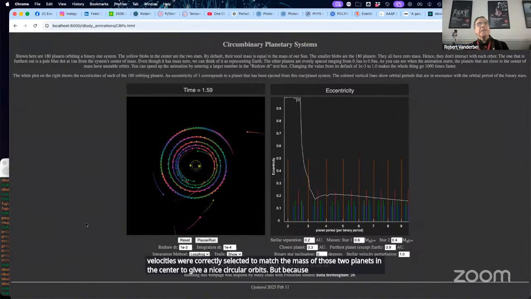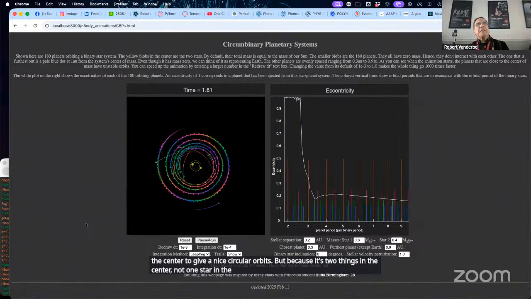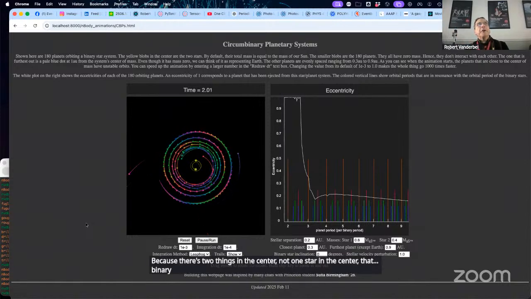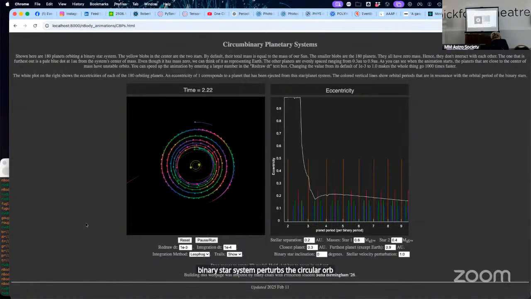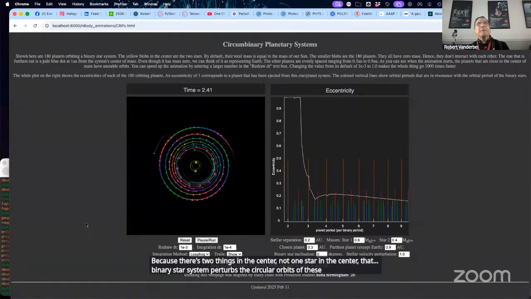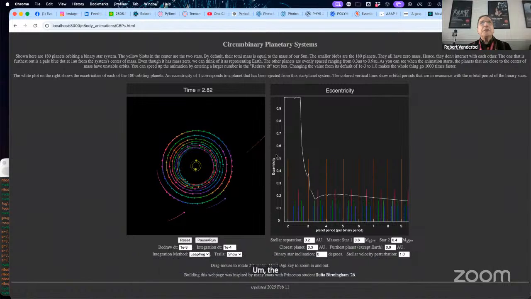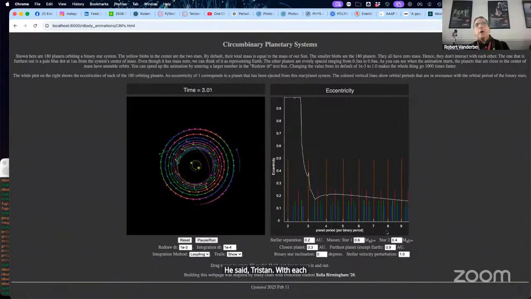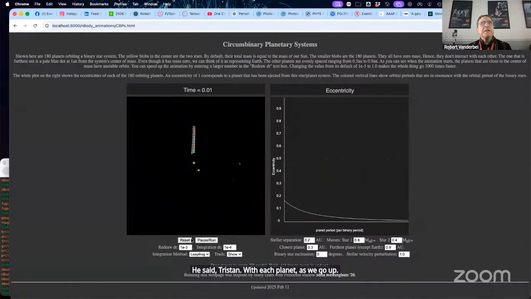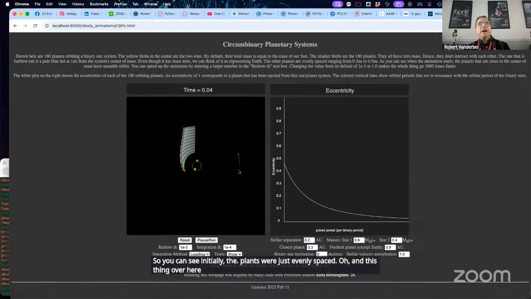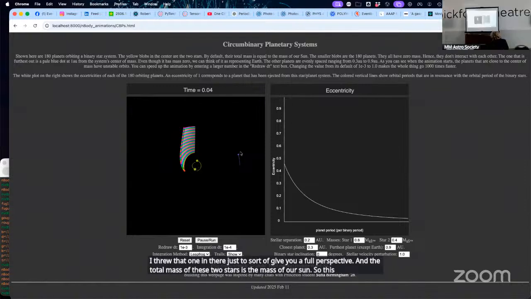But because there's two things in the center, not one star in the center, that binary star system perturbs the circular orbits of these massless planets that are going around. And over here, I'm plotting the eccentricity of each planet as we go out. If I reset this and hit pause, you can see initially the planets were just evenly spaced. Oh, and this thing over here is called Earth. I threw that one in there just to give you a full perspective. And the total mass of these two stars is the mass of our sun. So this is kind of like the sun and the Earth.